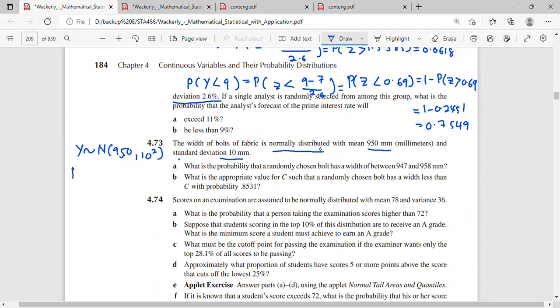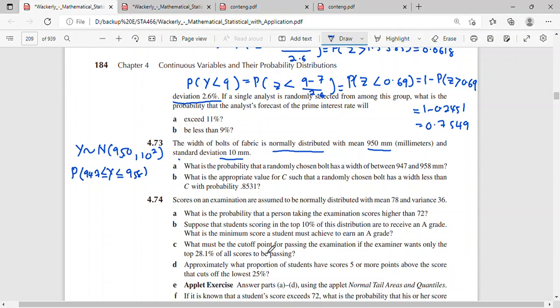So untuk soalan A, nak cari probability of Y between 947 and 958. So macam tadi juga, first thing first, kena transform dulu daripada Y kepada Z. So you need to minus the Y with mean and divide dengan its standard deviation.